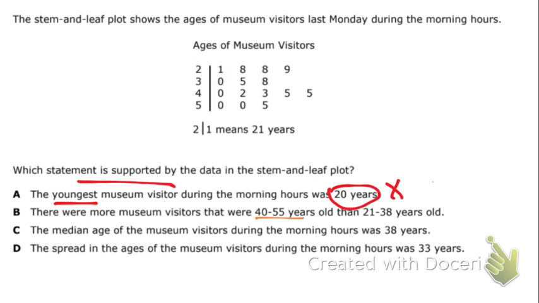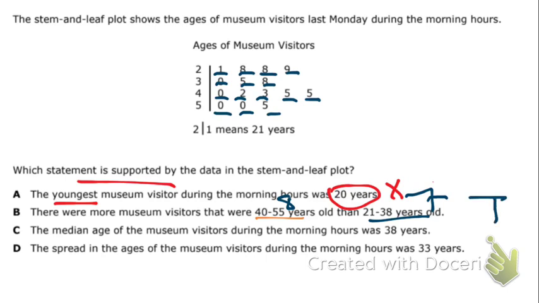If there was more, then there are 21 to 38. Okay, so 40 to 55 is going to be 1, 2, 3, 4, 5, 6, 7, 8. 8 of the museum visitors are 40 to 55. 21 to 38 are going to be 1, 2, 3, 4, 5, 6, 7. 7. So there were more museum visitors 40 to 55. This is true. The median age during the morning hours was 38.